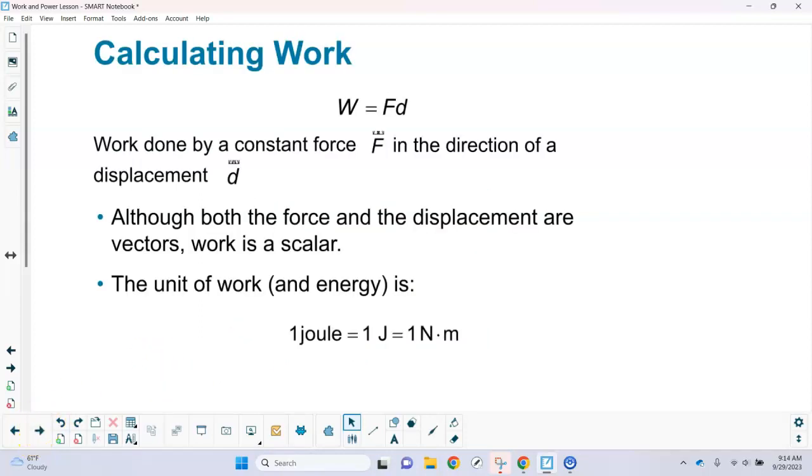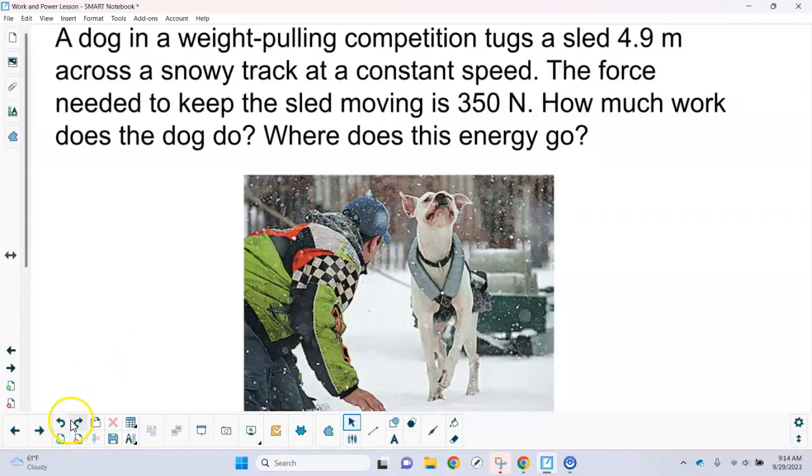So the basic equation, the most simple equation, is W equals FD, where F is some constant force and D is the displacement that it is going through. The unit for work is the same as the unit for energy, and we're going to call that a joule or a Newton meter, which makes sense because a Newton is force and a meter is the displacement concept. So let's go ahead and jump into a problem.